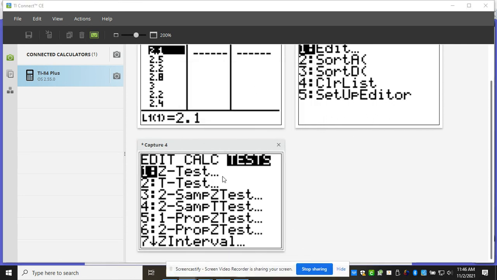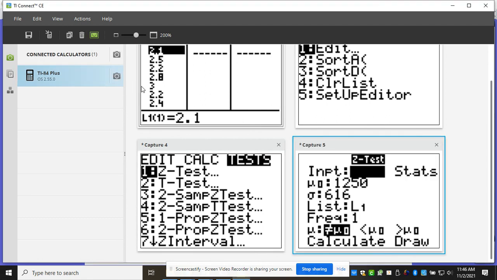So the first 6 are tests. Well, we're there now. So 3 and 4 say 2. Well, we're not in 2 sample yet. 5 and 6 say proportion. We're not done with proportions yet. So we're either a Z or T. So this problem that we just did was a Z. So we're going to the first option. Just like last chapter, I have the option to either type in the data or use stats. Since I have my numbers in my calculator, I'm going to go to data.